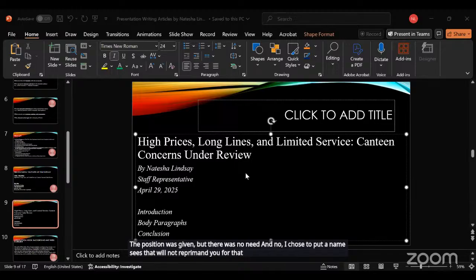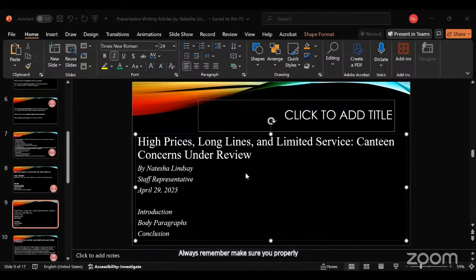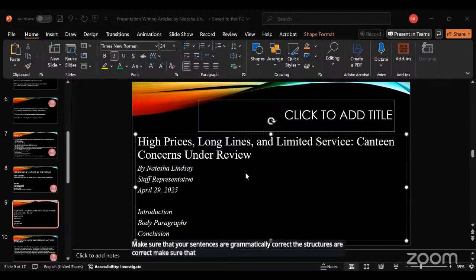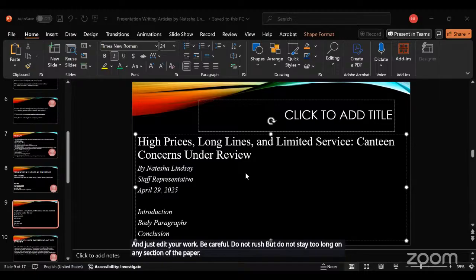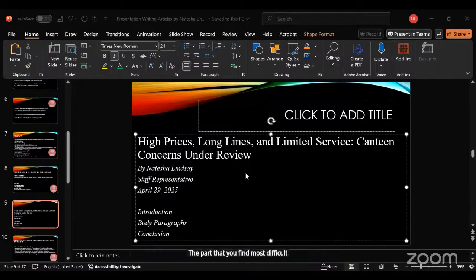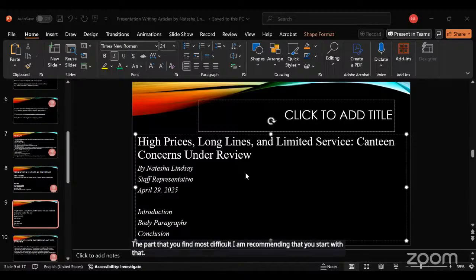It only shows that you are aware of what the format is, and the format is something that you are tested on. Always remember, make sure you properly punctuate, make sure that your sentences are grammatically correct, the structures are correct, make sure that your spelling is correct, and just edit your work. Be careful, do not rush, but do not stay too long on any section of the paper. The part that you find most difficult, I am recommending that you start with that section first, get it out of the way, and then go to the others.